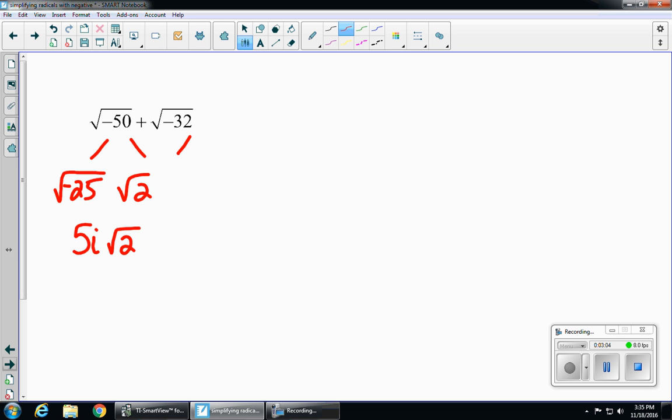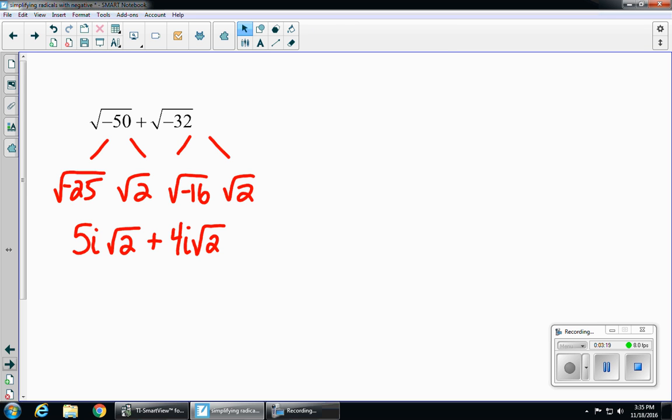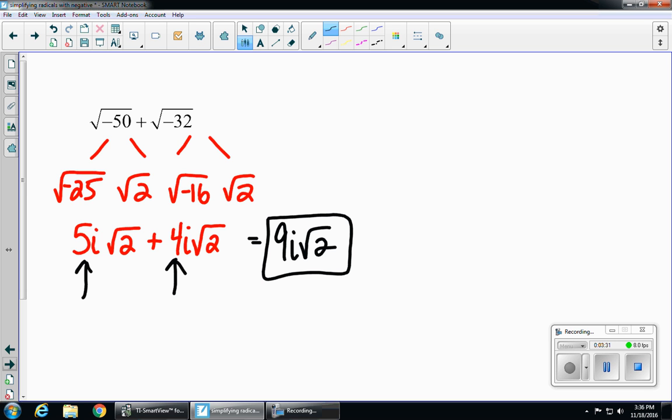Now if I do the same thing with radical -32, this is going to become -16 and 2. So I'm adding this, and it's going to be 4i radical 2. And now that I have both radicals the same, they both have a radical 2, I can add my like terms, my coefficients. So 5i plus 4i gives us 9i radical 2. And that's how we simplify square roots with negatives.